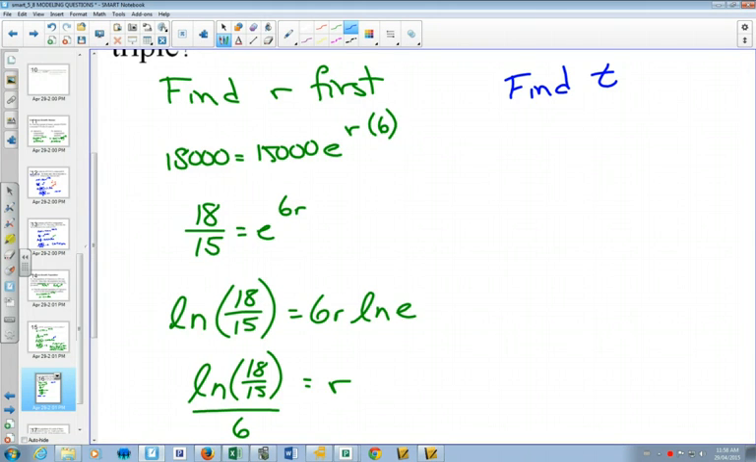Now, if we're wanting to find out when it's going to triple, should we use the 15,000 or the 18,000? Some say 15, some say 18. 15, you're confident? Definitely 15? Shouldn't use the 18, because 15 was the first number they gave? So what was the question? Someone said it doesn't matter? Right, it's not going to matter.